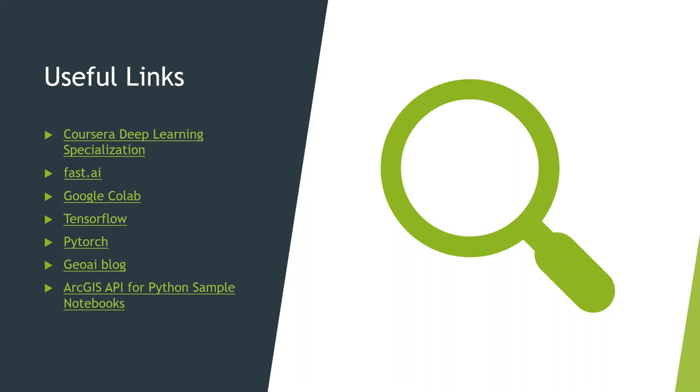Same with Google Colab. Google Colab is a hosted environment for you to run Jupyter notebooks and utilize their GPU runtimes. So if you don't have a powerful GPU on your computer, you can utilize Google Colab, and with Google Drive you can save any images or documents. Google Drive is a great tool, and I recommend it highly. And then there's always documentation on TensorFlow and PyTorch. If you're using ESRI products, the GeoAI blog is great, and the ArcGIS API for Python sample notebooks are excellent.